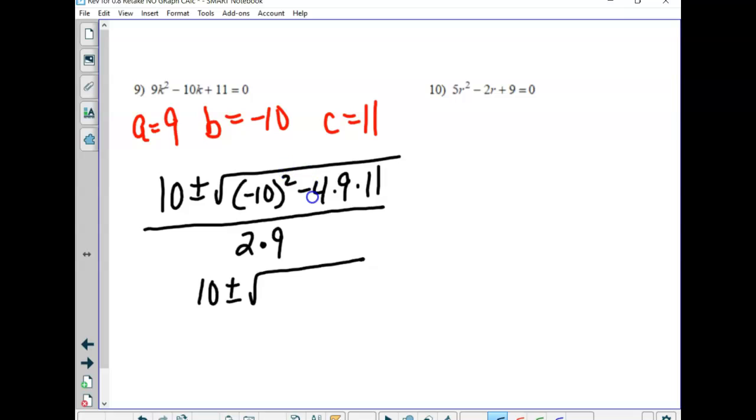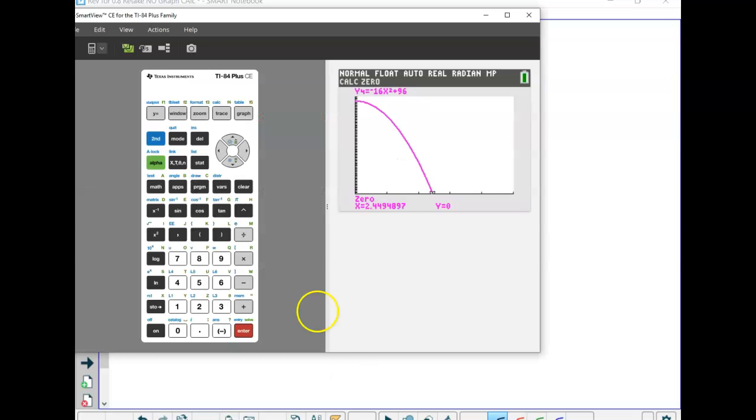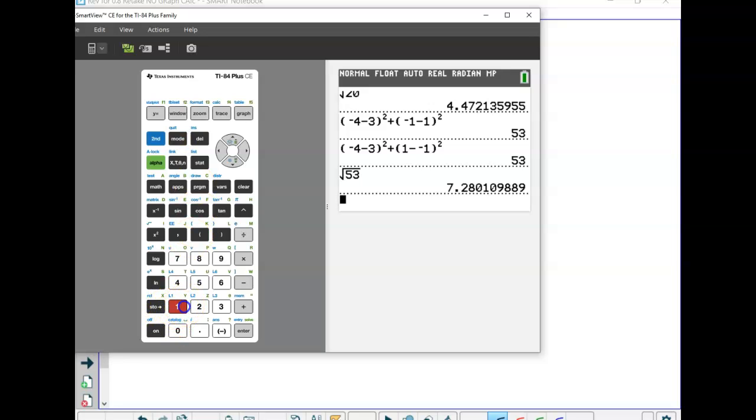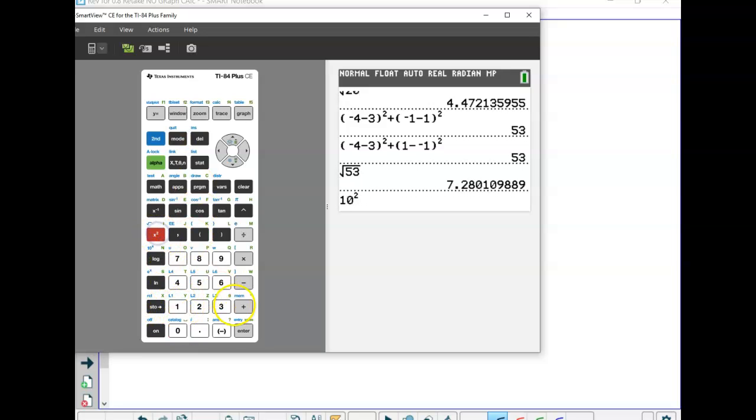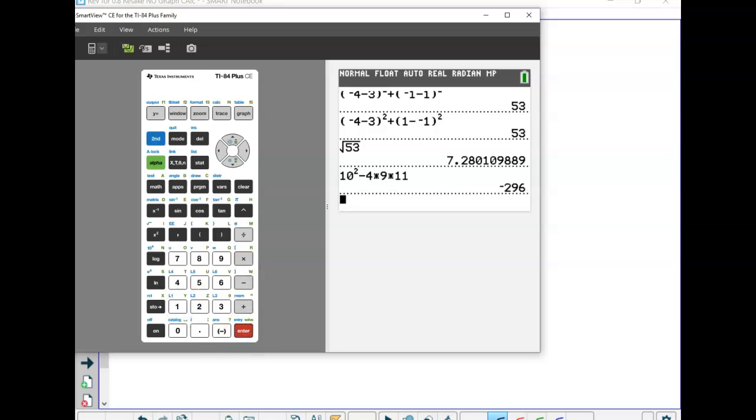Okay, you should be typing this in. I never type the negative because I'm just smarticle like that, and I know it's going to cancel when I square it. So I would have 10 squared. If you type the negative, you got to have the parentheses. And then it was minus 4 times, someone tell me the numbers, I forgot already. 9 times 11. So I have a negative 296. Anybody else get that? Okay.